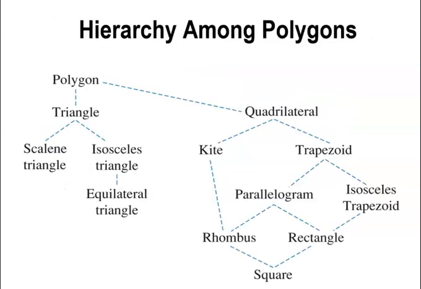All right, how about hierarchy among polygons? You may want to refer back to this later when you start doing homework. But a polygon, okay, you could break down into all of those shapes we talked about earlier, but let's just focus on triangles and quadrilaterals, okay? Now, polygons break down into triangles, and triangles break down into scalene and isosceles. But remember how I told you an equilateral is also an isosceles triangle, because an equilateral has three congruent sides, and an isosceles triangle has at least two.